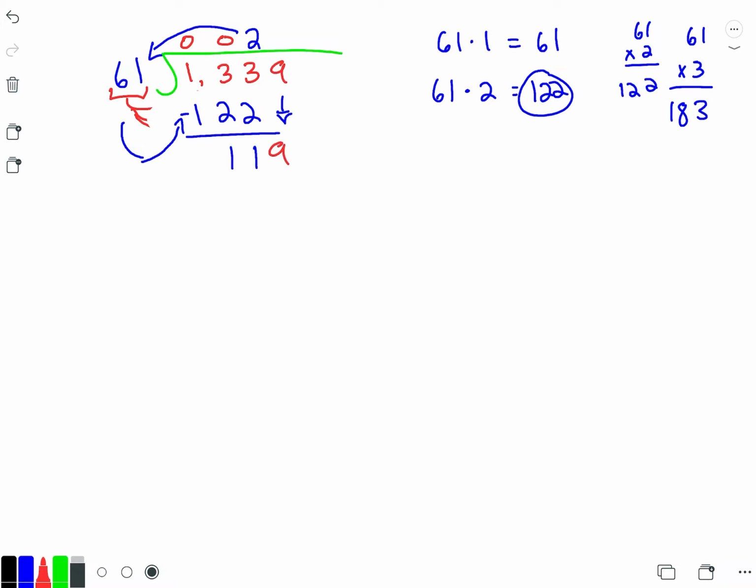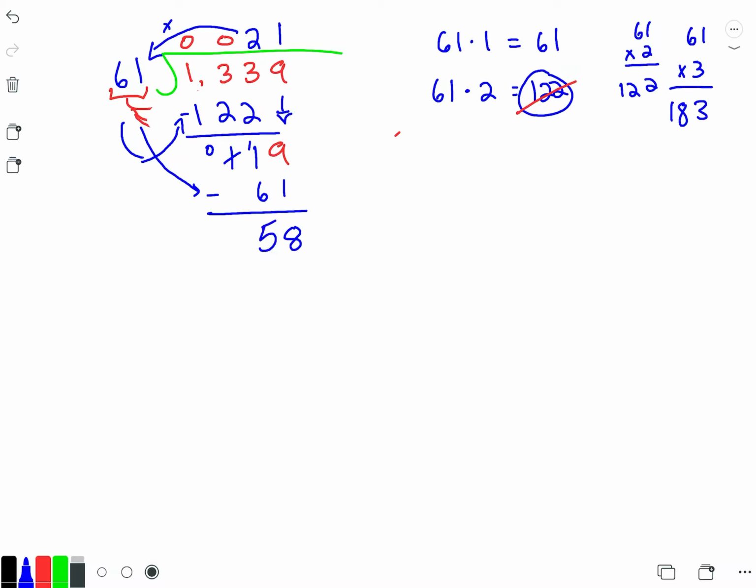Well, it's very clearly not twice, because that's at 122. It's once, right? It can only fit one group of 61 inside it. So 1 times 61 is 61. I put it at the bottom. Then I say 9 minus 1 is 8. Then I say 11 minus 6, because I'm going to borrow 1 anyway. 11 minus 6 is what? 5.